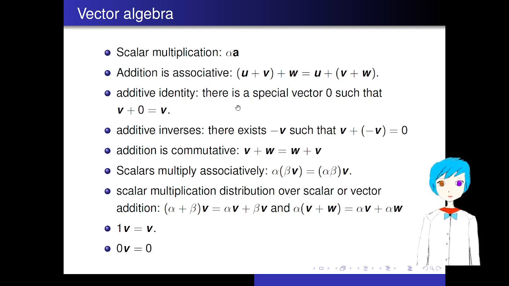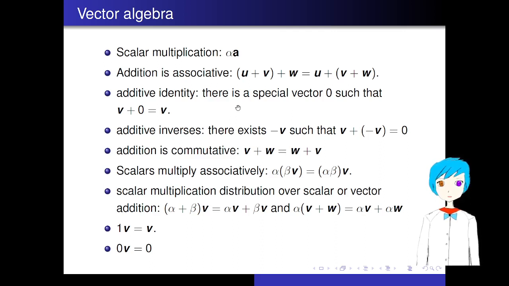Also, for v, there exists minus v such that v plus minus v is 0. Addition is commutative, and scalar multiplication is also associative. There is also the distributive rule for multiplication, over scalar or vector addition: alpha plus beta times v equals alpha v plus beta v, and alpha times v plus w equals alpha v plus alpha w.